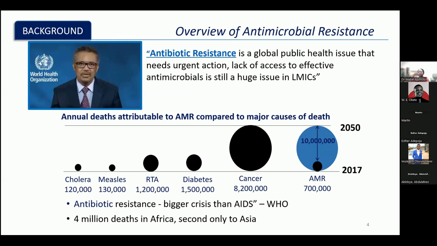Antimicrobial resistance is a global concern. This slide shows the annual death rates attributable to AMR when compared to other major causes of death. The World Health Organization declared that antimicrobial resistance is even a bigger crisis than AIDS. Current estimates show that AMR accounted for 700,000 deaths globally, but it has been estimated that by 2050, the number of deaths attributable to AMR will rise to 10 million annually if nothing is done, and 40% of these deaths will occur in Africa.